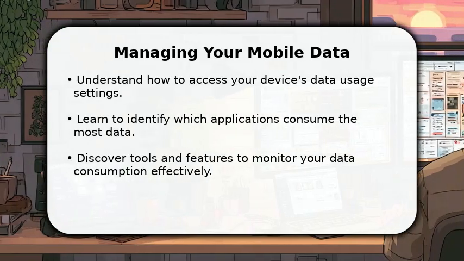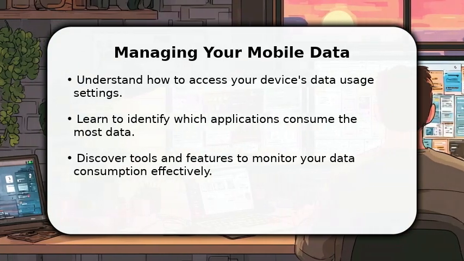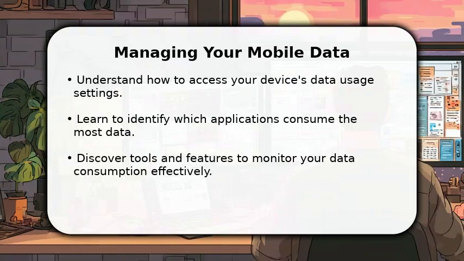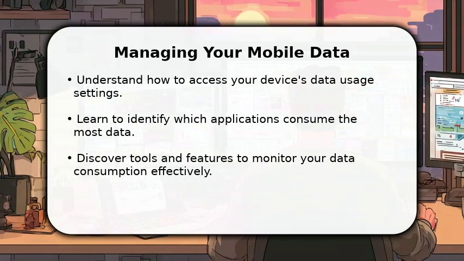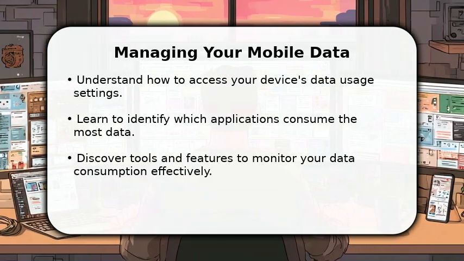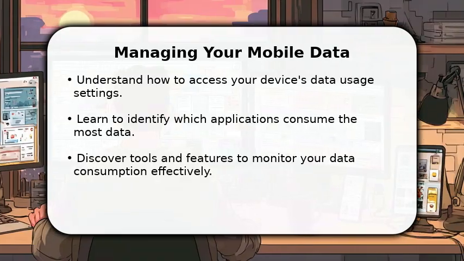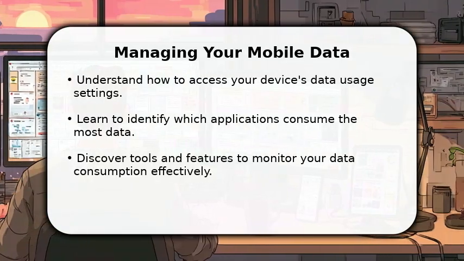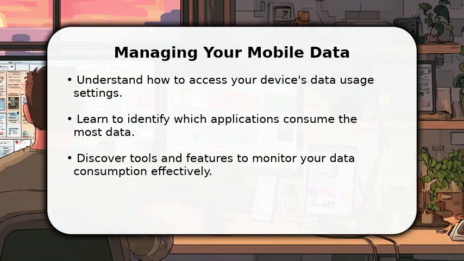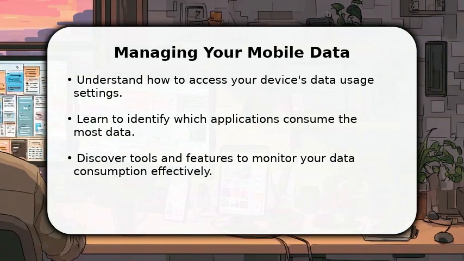In this video, I will explain how to effectively manage your mobile data usage. We'll start by showing you exactly where to find your data settings on most smartphones, typically under Network and Internet or Connections. Then, we'll help you understand the data consumption patterns of your applications so you can pinpoint the biggest data hogs. This guide will empower you with the knowledge to take control of your cellular data.